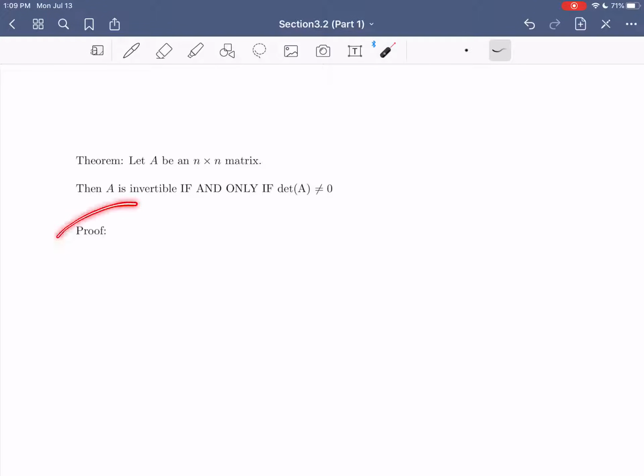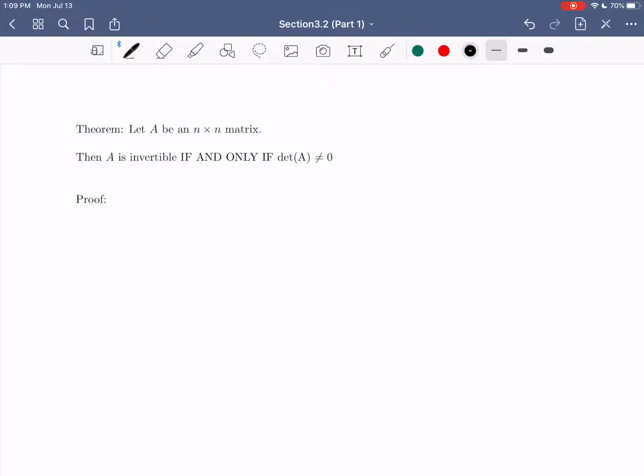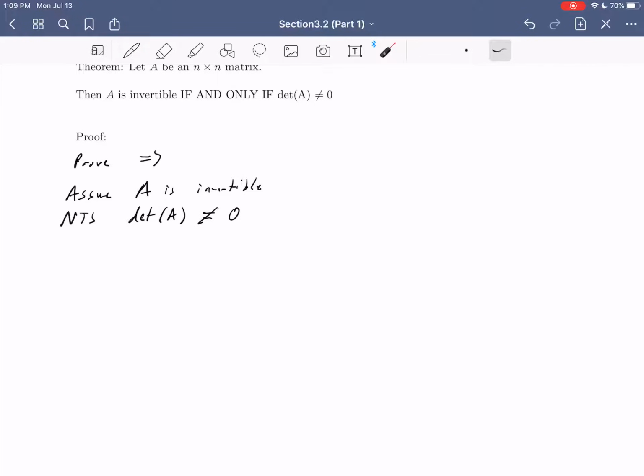So we've got to go ahead and prove this. So this is an if and only if, meaning that there are actually 2 proofs in here. So we'll prove this direction first, the forwards direction. So we get to assume A is invertible, and we need to show the determinant of A is not equal to 0. So this proof is going to be basically based on those elementary row operations.